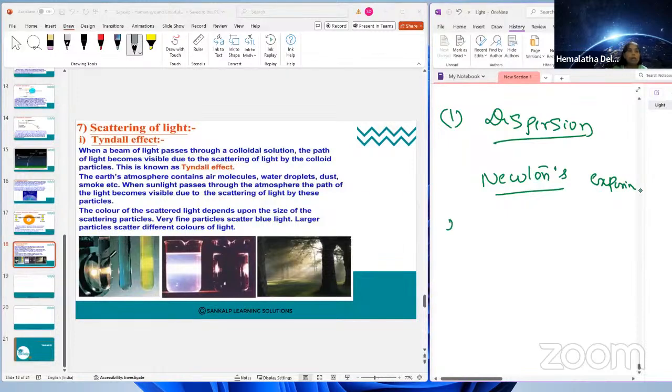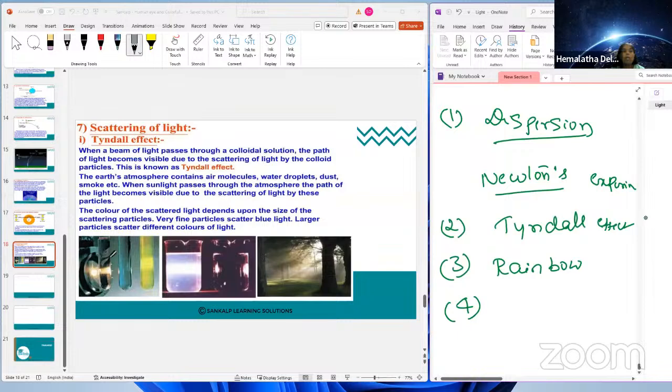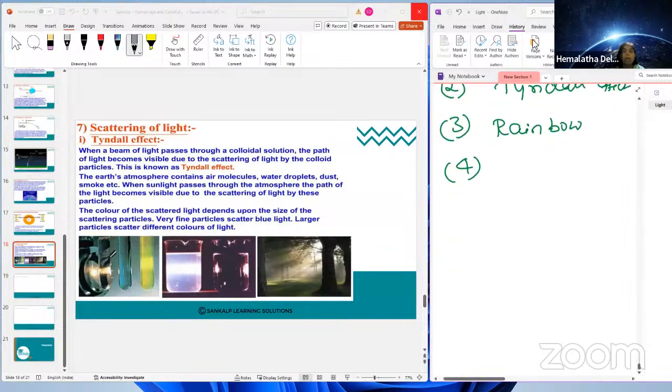Next, you can expect a question on the Tyndall effect. Why does it happen? And rainbow formation. This is a most commonly asked question, not only in 10th standard but in competitive examinations also. They will also ask about the twinkling of stars, not the planets.